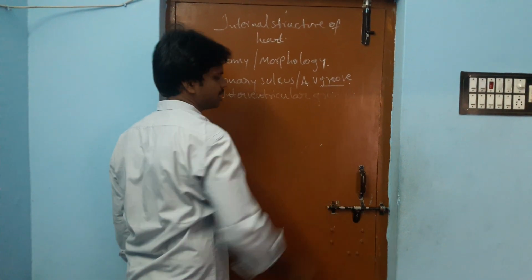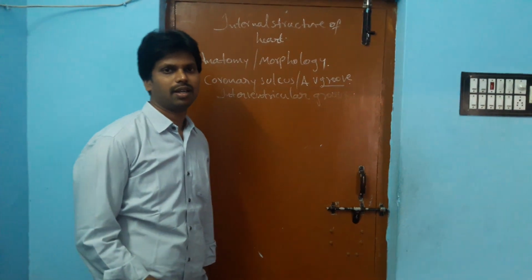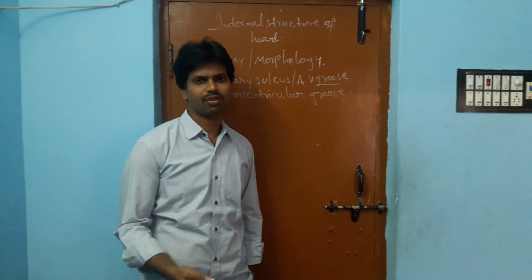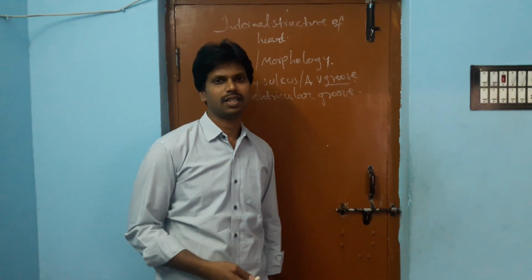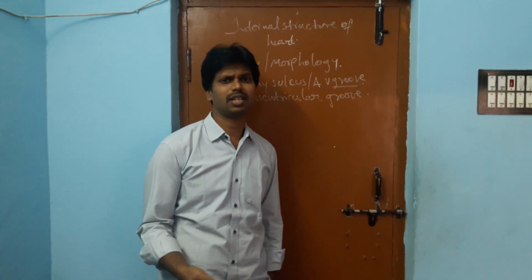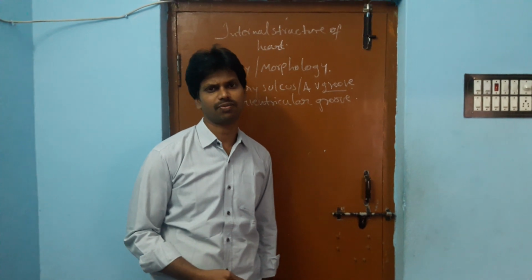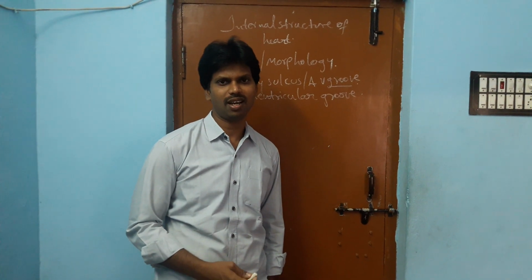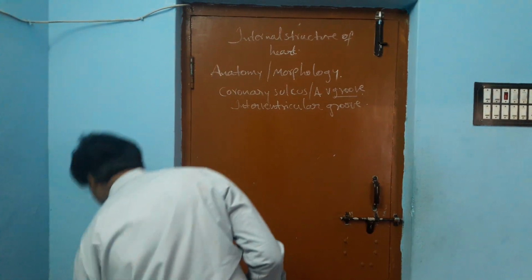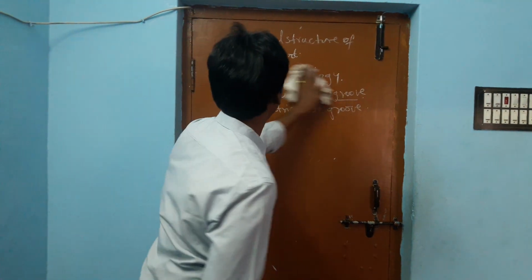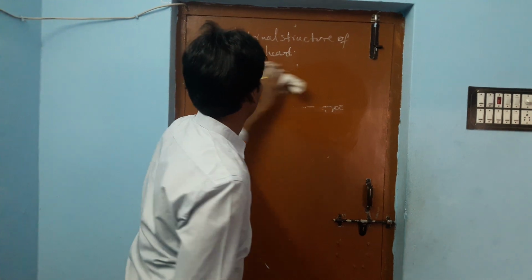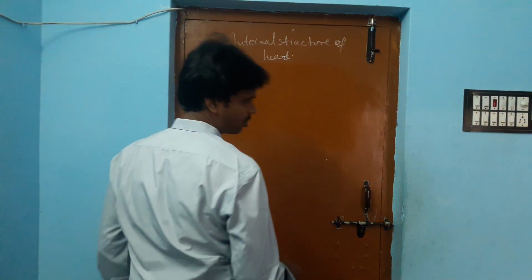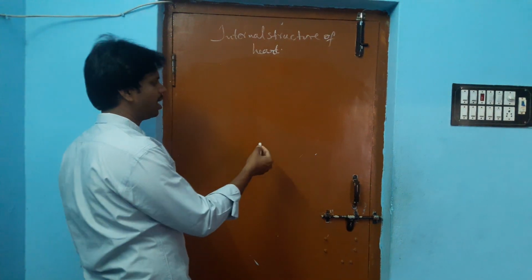Right. Let us discuss the internal structure of the heart. The longitudinal section or the vertical section of the heart shows the details of the internal structure of the heart. Let us discuss it with the help of a diagram. Let us draw a simple diagram of the human heart. You have to draw very neatly. You are going to draw your own heart. Now I am drawing my heart.